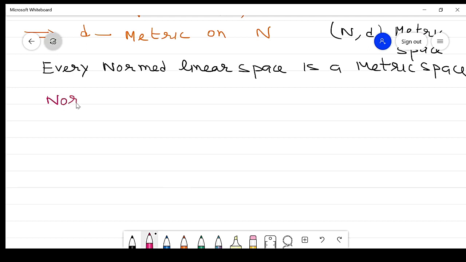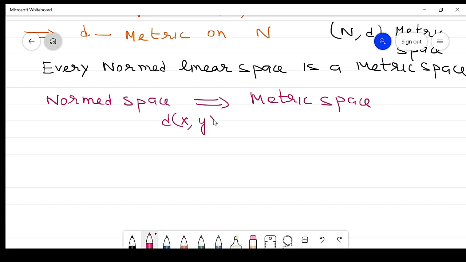Or we can say that norm space implies metric space. Clear? So every norm space is a metric space, and its distance function is this. It is a distance between two vectors x and y. So this is the distance function. Now, if this norm space is complete, then it is called a Banach space.